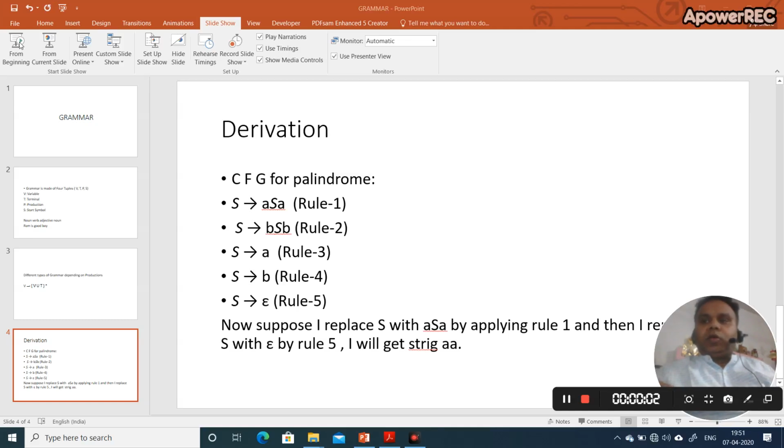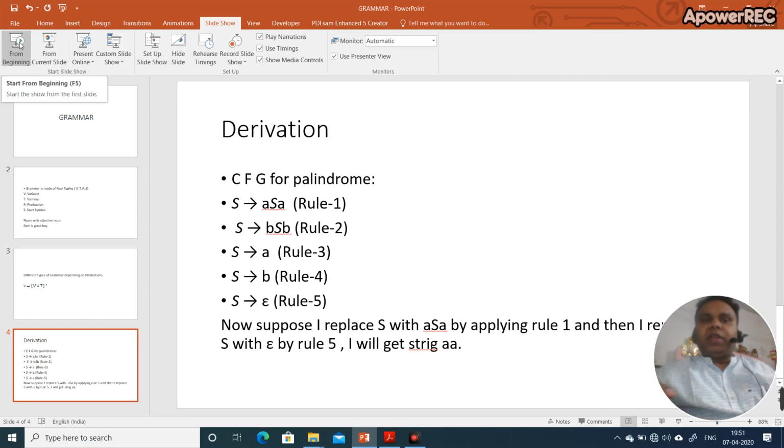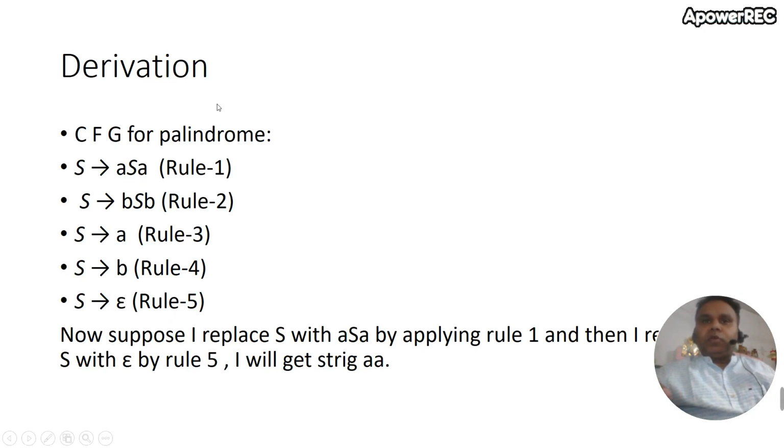Hi, today we will study how to derive a string from the context-free grammar which is given to us. You can see on your screen that this is a context-free grammar which is defined by 5 rules. Rules is a set of productions.